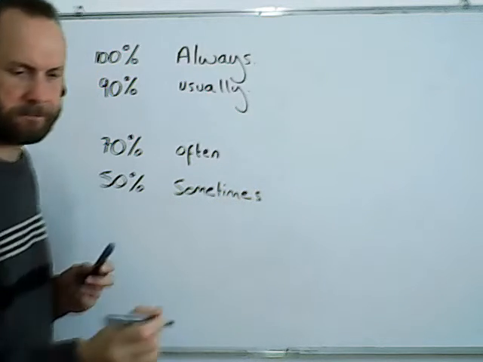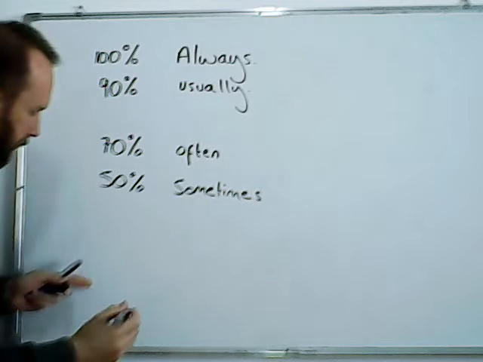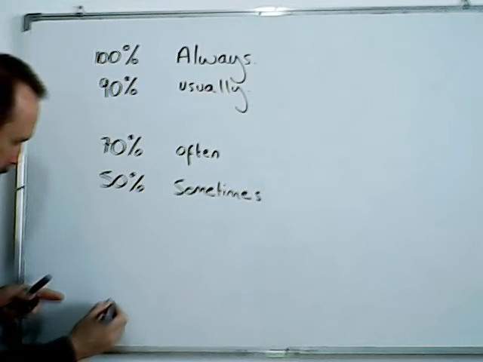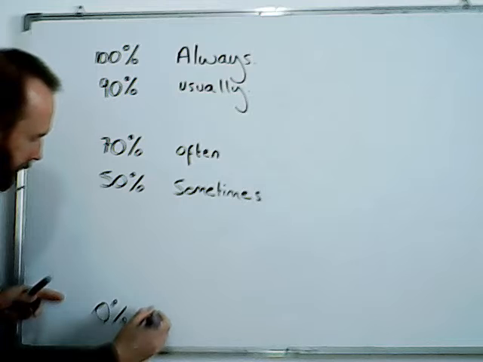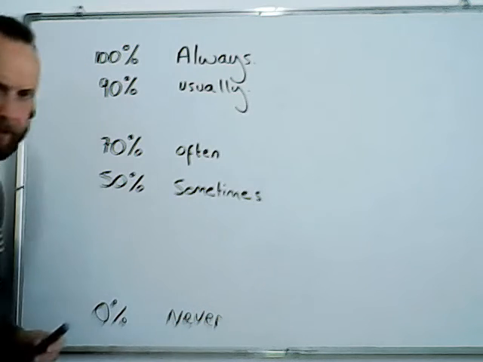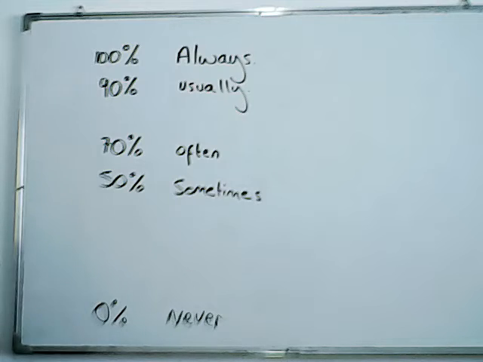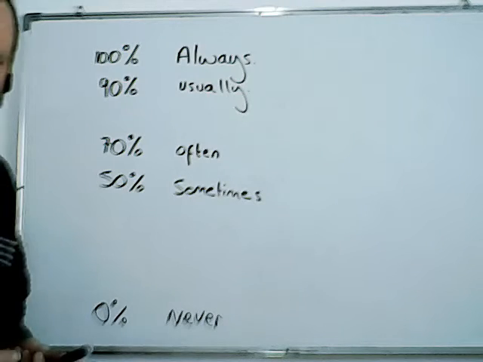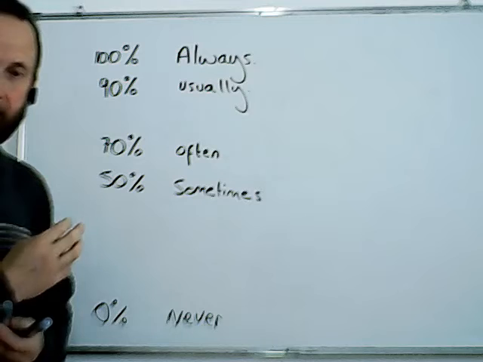Then we have 50%, sometimes. And then down at the bottom here, 0%, never. Okay? Just to add some extra ones in, these are the ones you normally have at beginner level, okay?